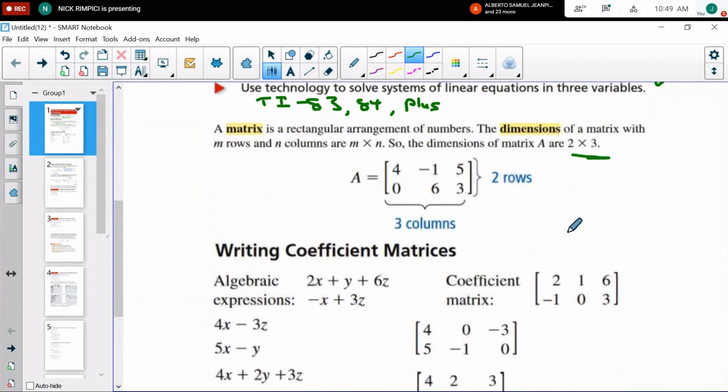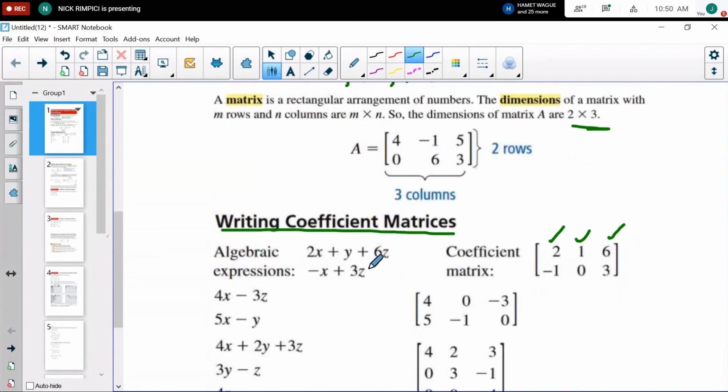And here's how you write coefficient matrices. It's pretty simple. I'm going to show you the more complicated ones in a minute, but the ones we saw yesterday were like this top item. It's x, y, z. So this is 2 for x, 1 for y, and 6 for z. That's where this comes from.